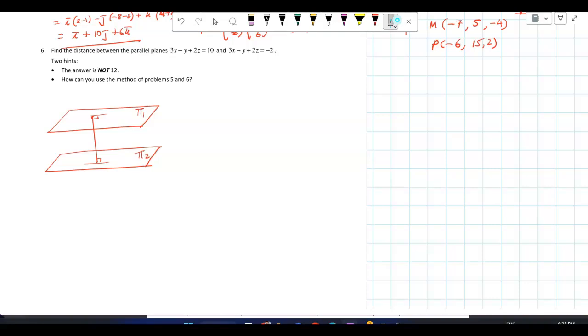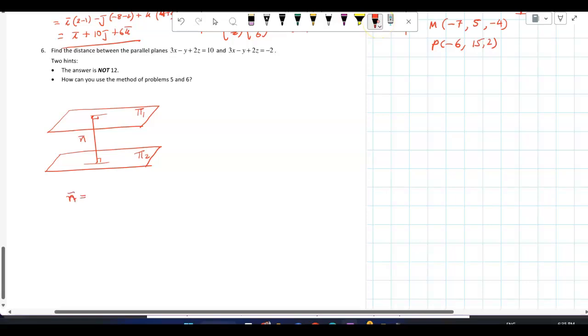How do you do that? Think, how do you find the normal vector? From the Cartesian equation, how do you get the normal vector? So it's just 3, minus 1, 2. So that's your normal vector, which is the same for both. It has to be the same for both because the planes are parallel.